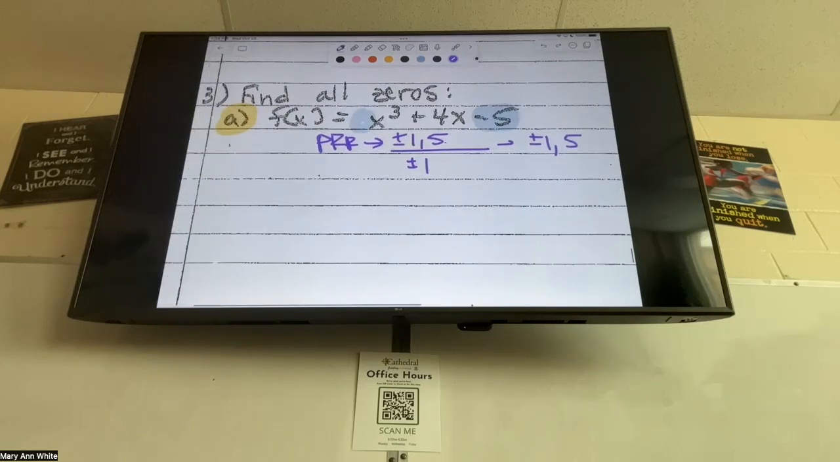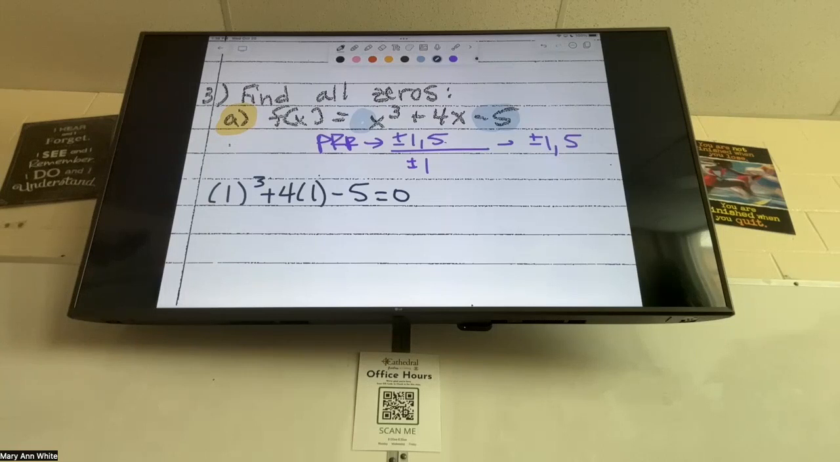Okay, now that I have a list of PRRs, we gotta start checking them. Maggie's already got her calculator out, she's ready to go. I don't need to see this step, but this is what I'm putting on the calculator. You don't have to write it, but this is what I'm doing: 1 to the 3rd plus 4 times 1 minus 5. Does it work? Yes, amazing. Okay, I won't even get my calculator out. I trust you.